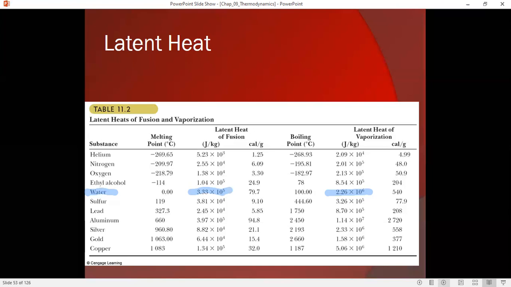And again, comparing it to a similar substance, ethyl alcohol is just the regular alcohol we find in spirits and drinks. Notice how much lower its latent heats are. Really only the thing with a higher latent heat would be copper in terms of its heat of vaporization. Oh, also aluminum. Aluminum's pretty high too. But those turn into vapors at very, very high temperatures.